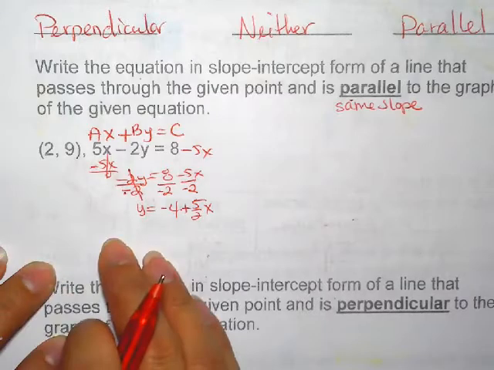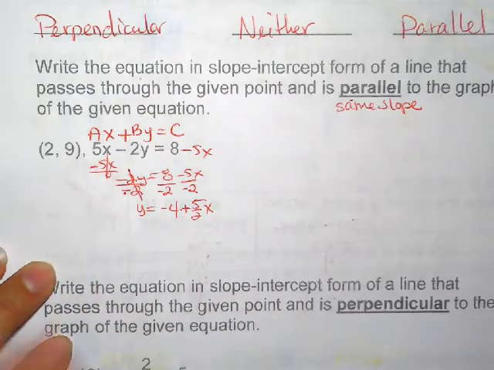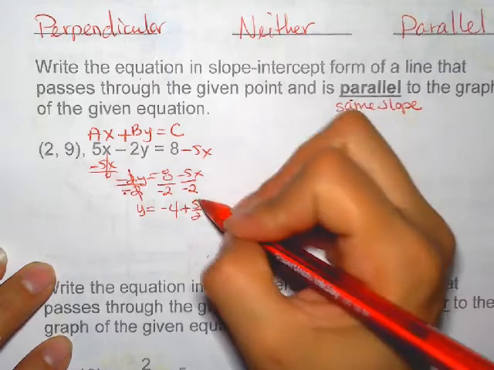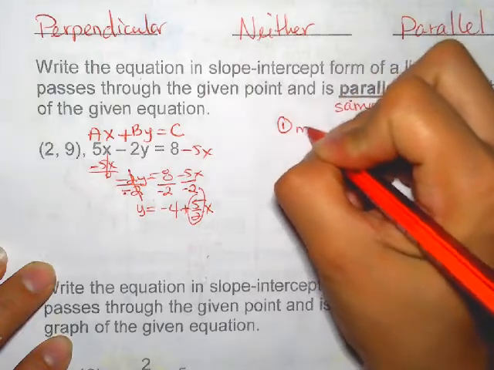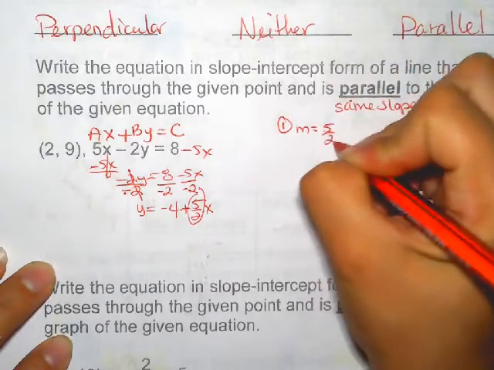Now that I've solved for y, now I know what my slope is. What is my slope? It's always a 1 with the x, 5 over 2. So first thing I needed to do there is find the slope, and we did 5 over 2.